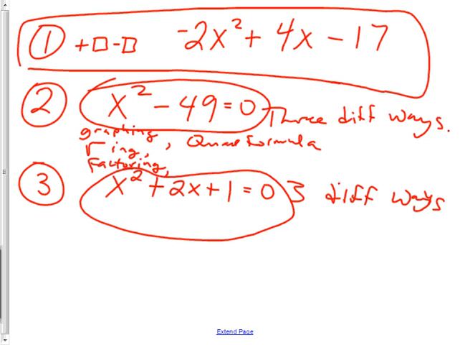This was meant to be assigned with section 7.5b, but we've already done that in my classes. So if you haven't done that already, kids that are watching at home, you need to do worksheet 7.5b on complex numbers.